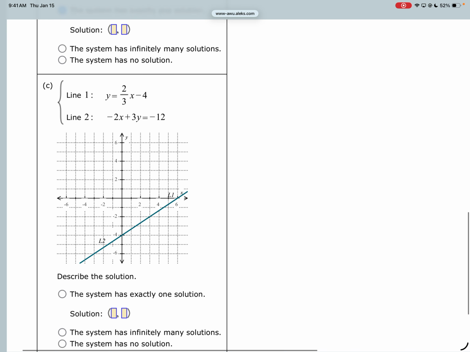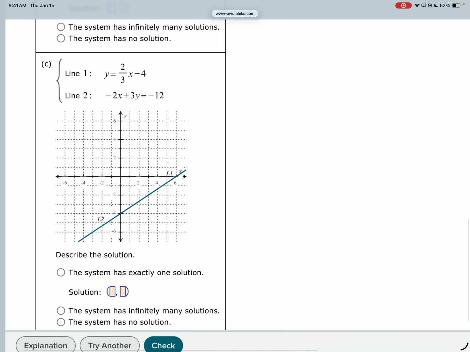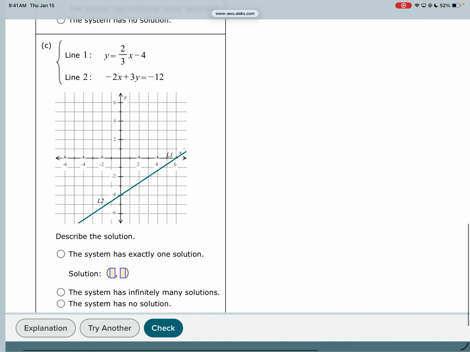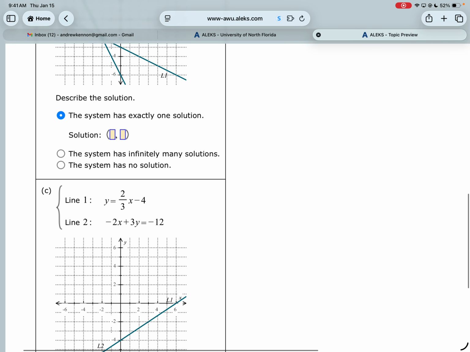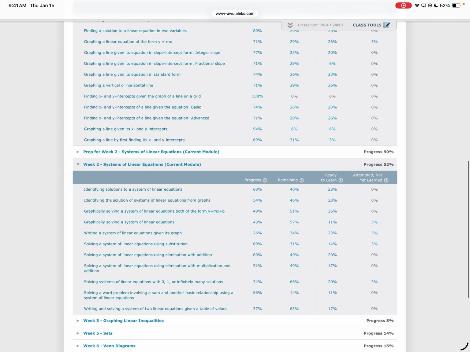And then this one right here, yeah, you can see line 1 and line 2 right there, line 2 and line 1. So they are on top of each other. Those actually end up being the same exact line, so it has infinitely many. Okay, so that one you're just looking at it and deciding if it has an intersection point or not.